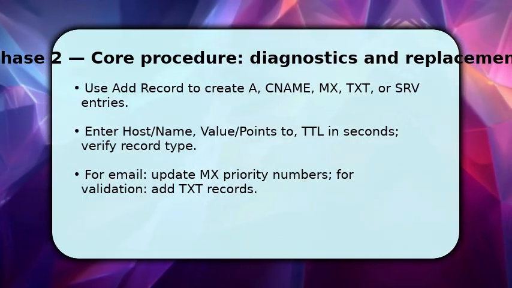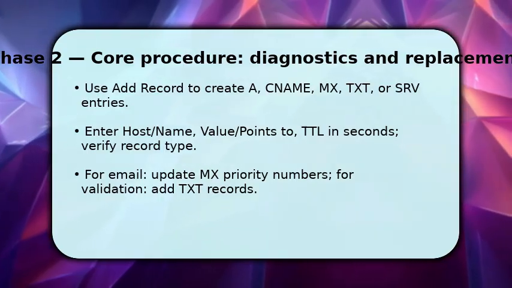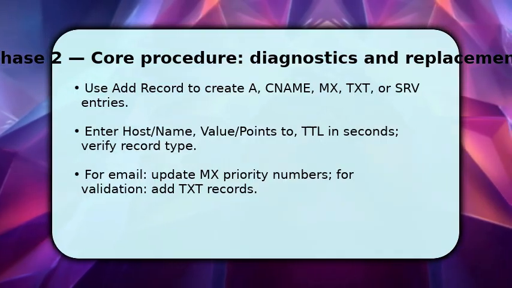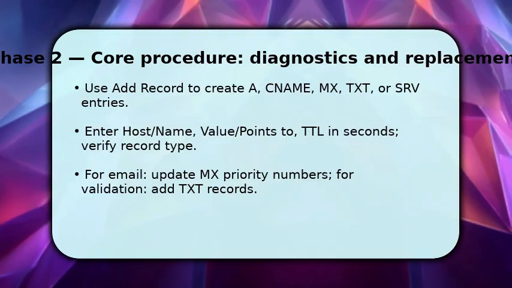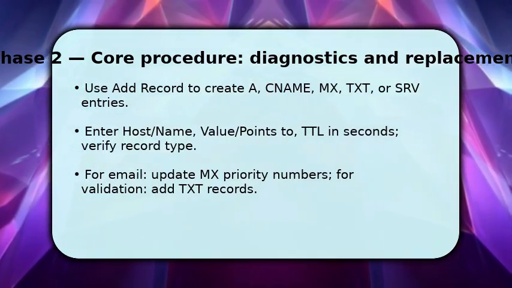Make sure MX priorities are numeric and lower numbers mean higher priority. For TXT validation, paste exact tokens. After each change, save and double-check that there are no duplicate conflicting entries, because conflicts cause resolution errors.